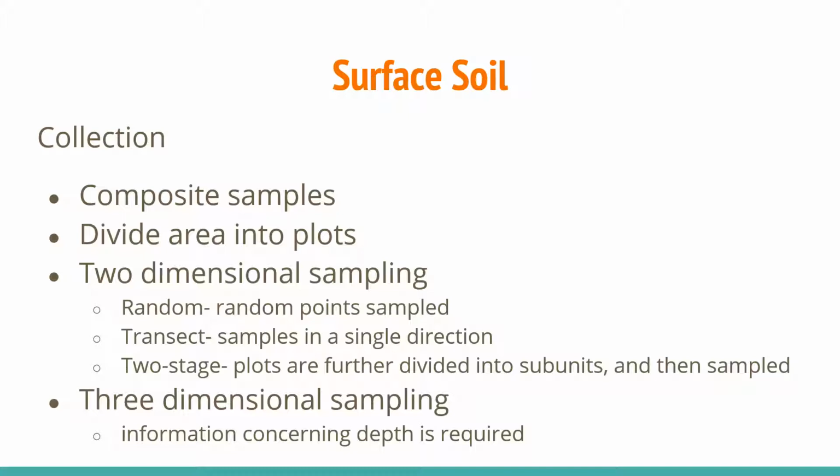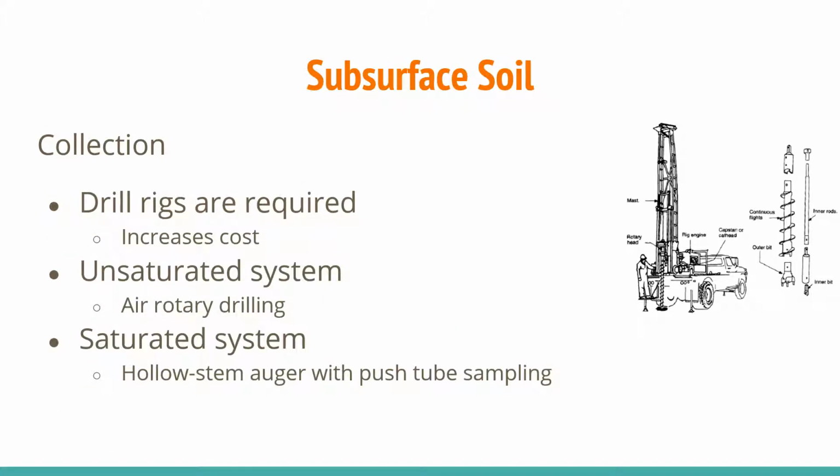Two-dimensional sampling does not give any information about changes in microbial communities with depth. Therefore, three-dimensional sampling is used when information concerning depth is required. Drill rigs are necessary for sampling subsurface environments. This increases the cost of sampling, especially for the deep subsurface soils.